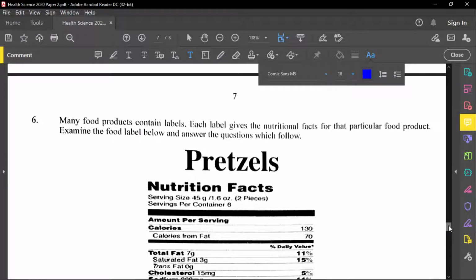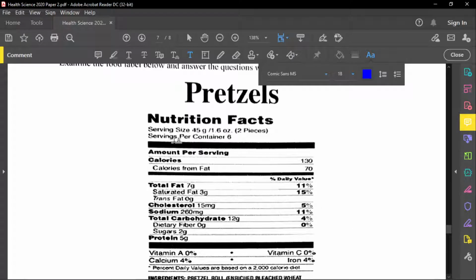Now, many food products contain labels. Each label gives the nutritional facts for that particular food product. Examine the food label below and answer the questions which follow. And here we have pretzels, and it gives us the nutritional facts. You will see the serving size, which is 45 grams, or 1.6 ounces, and they give you 2 pieces. Servings per container is 6. And they give you a number of things about calories from fats, and so on. All right. Let's see what the question is asking us, and we can come back to this and analyze it.